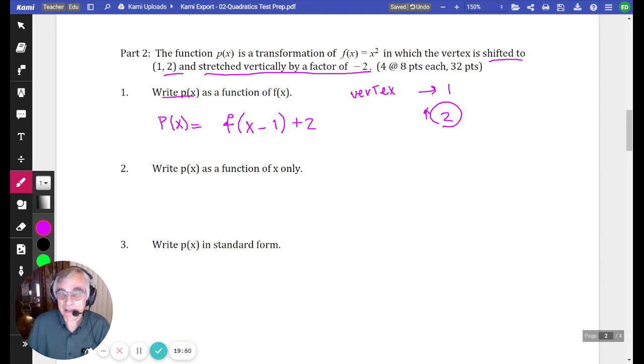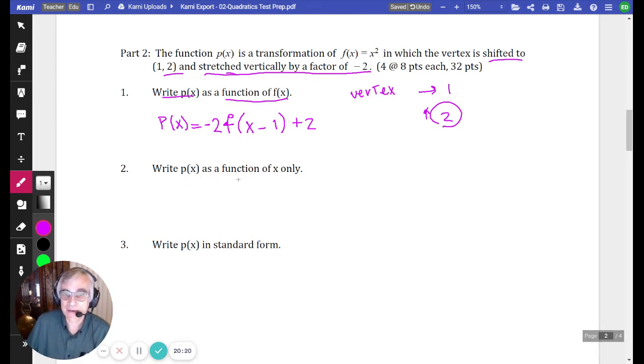And now finally, if we want to get this vertical stretch, we need to multiply the output of the function by -2. So we could throw a -2 in front of the f, which implies multiplication. We're going to multiply the output of the function by -2, and we're going to add 2 to that. So that gives us all of the pieces in the description in part 2. That's writing p of x as a function of f of x.